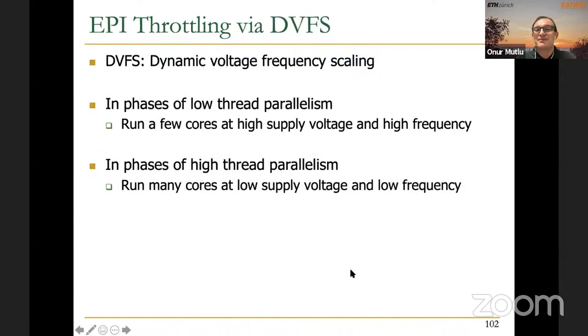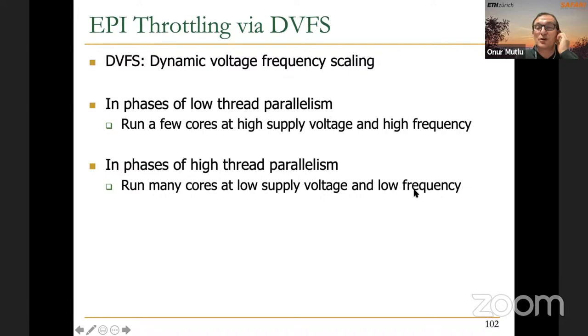That's the idea. Okay, so they're going to use DVFS, dynamic voltage and frequency scaling. In phases of low thread parallelism, run a few cores at high supply voltage and high frequency. In phases of high thread level parallelism, run many cores at low supply voltage and low frequency. So it's very similar to the idea of asymmetric cores, except asymmetry is achieved by frequency boosting as opposed to shipping to a large core, right?